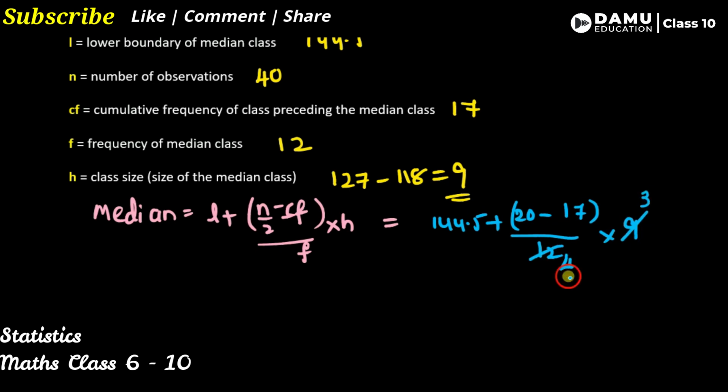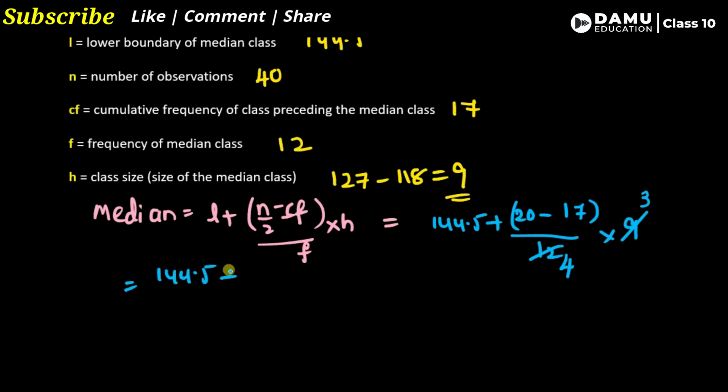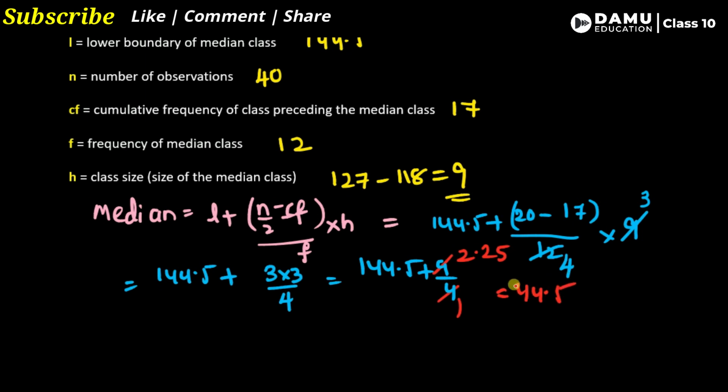So 144.5 plus 20 minus 17, which is 3, so 3 into 3 by 4. That is 144.5 plus 9 by 4. Dividing 9 by 4: 4 twos are 8, 1 remains, then 10, 4 twos are 8, 2 remains, then 20, 4 fives are 20. So that is 144.5 plus 2.25. What we get is 146.75 mm. So this is the median length of the leaf.